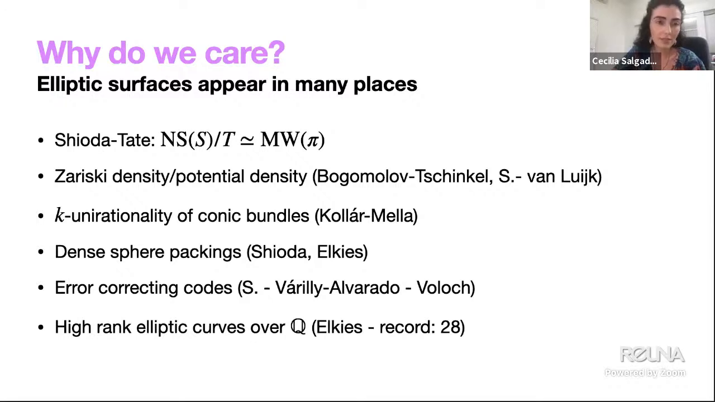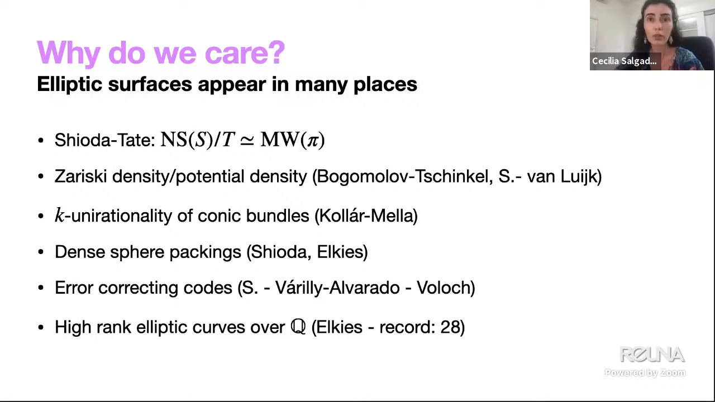So these are some reasons to care. I can let you know that there are actually many, many more, but for simplicity, let's stop here and have a look at what these surfaces look like. So I prepared for you one example, which I consider to be the simplest one if you're not looking at trivial surfaces, which is like a product of an elliptic curve by some curve B.